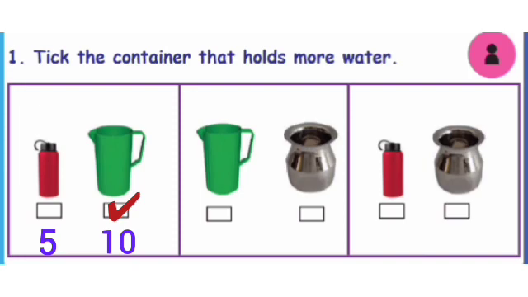Second one, jug can hold 10 tumblers of water. Vessel can hold 3 tumblers of water. So, this jug can hold more water. Last one, water bottle can hold 5 tumblers of water. Vessel can hold 3 tumblers of water. So, this water bottle can hold more water.